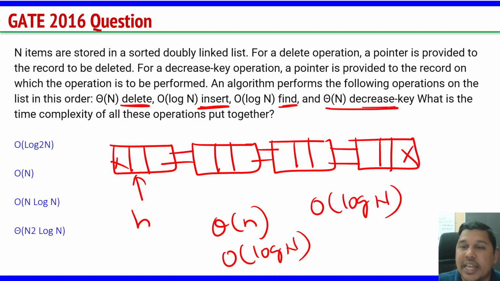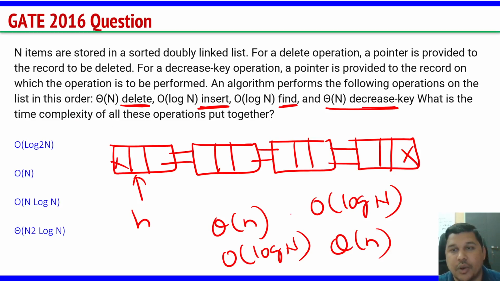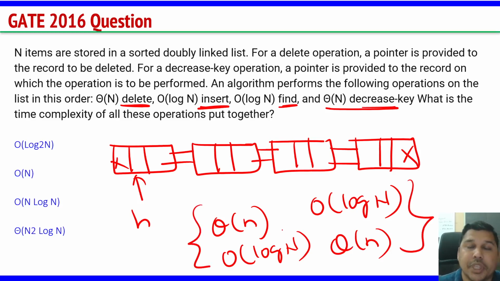And decrease key is one function, it will take theta of n, right? So what is the time complexity of all these operations put together? Okay, see, you have to insert, you have to delete, you have to find, and you have to decrease. So again, it's nothing much to do with the linked list concept. It is a generalization of asymptotic analysis, complexity analysis.